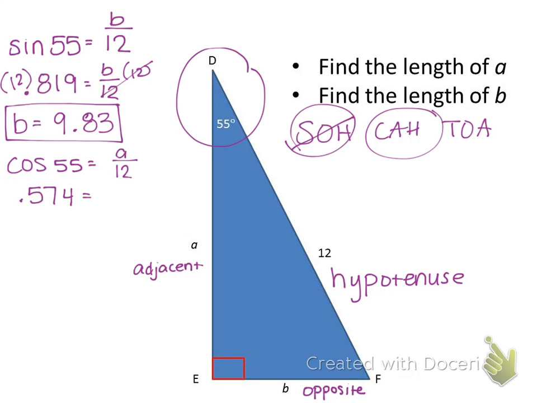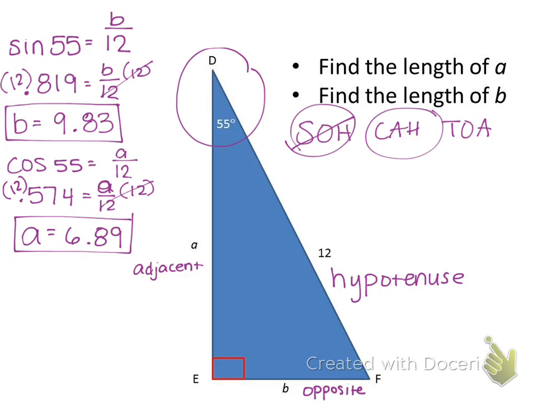0.574 is equal to A over 12. So how would I solve for A? Multiply by 12. 12 times 0.574 is what? 6.89. And this is the length of side A.